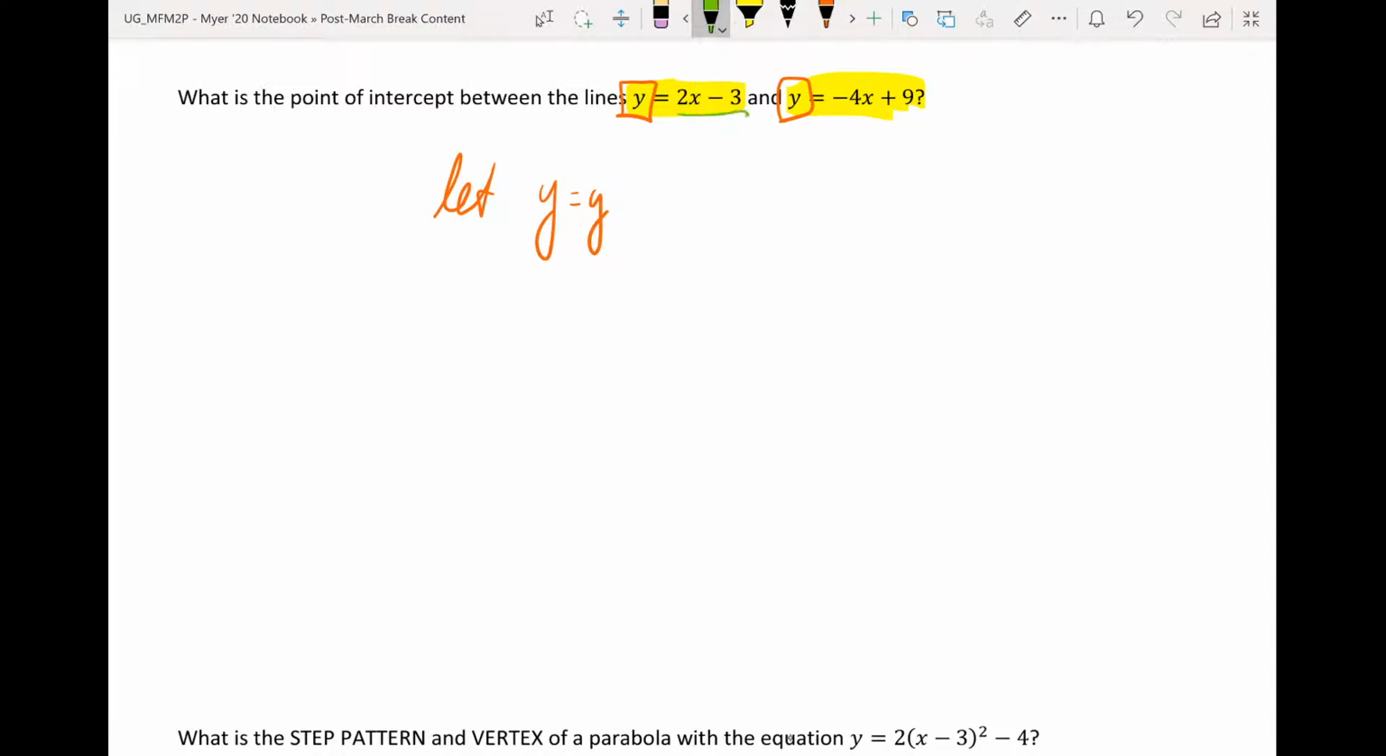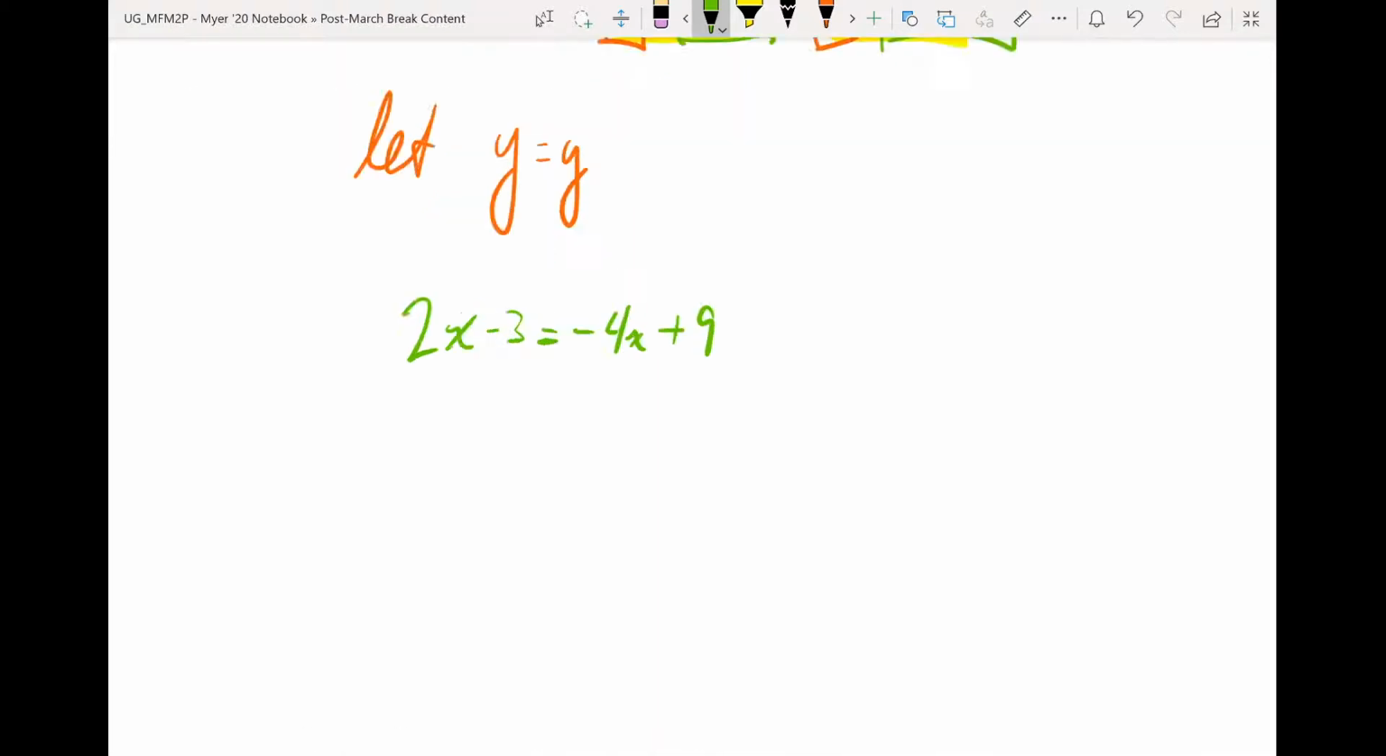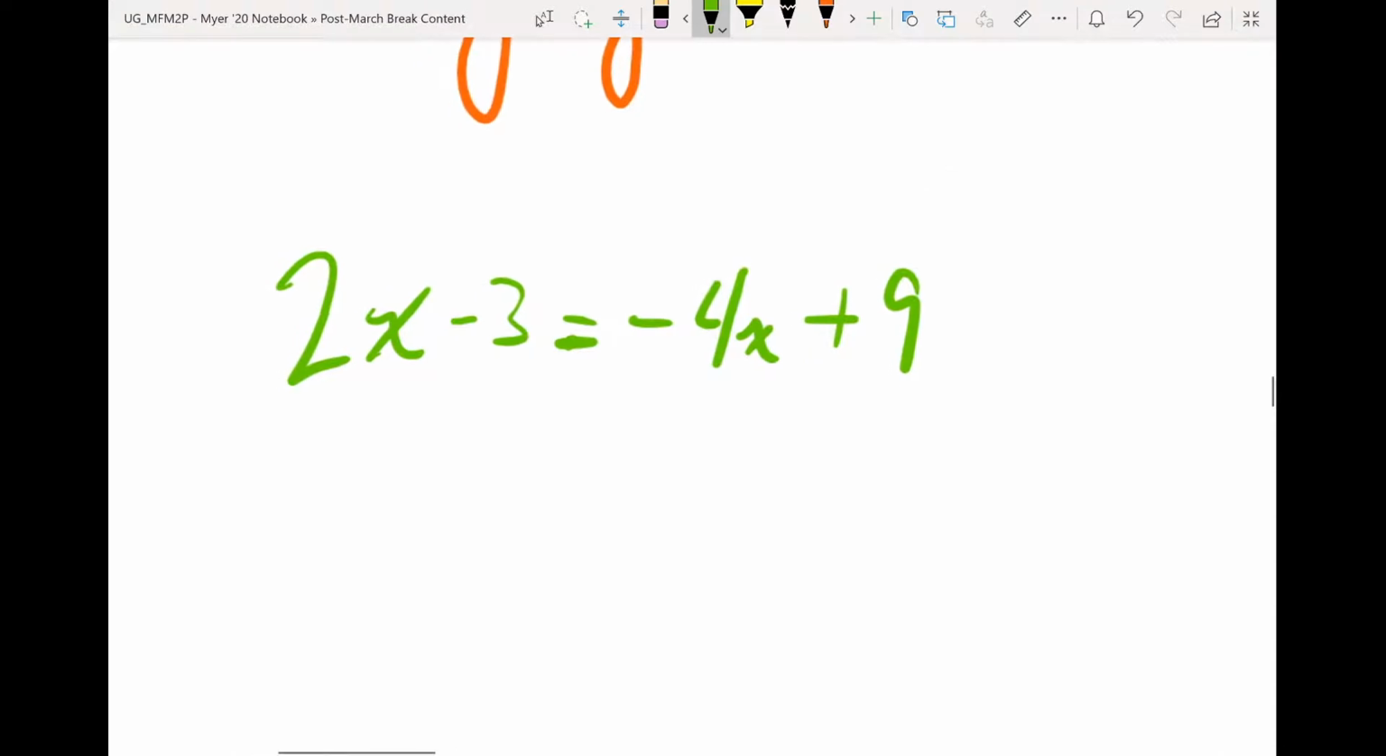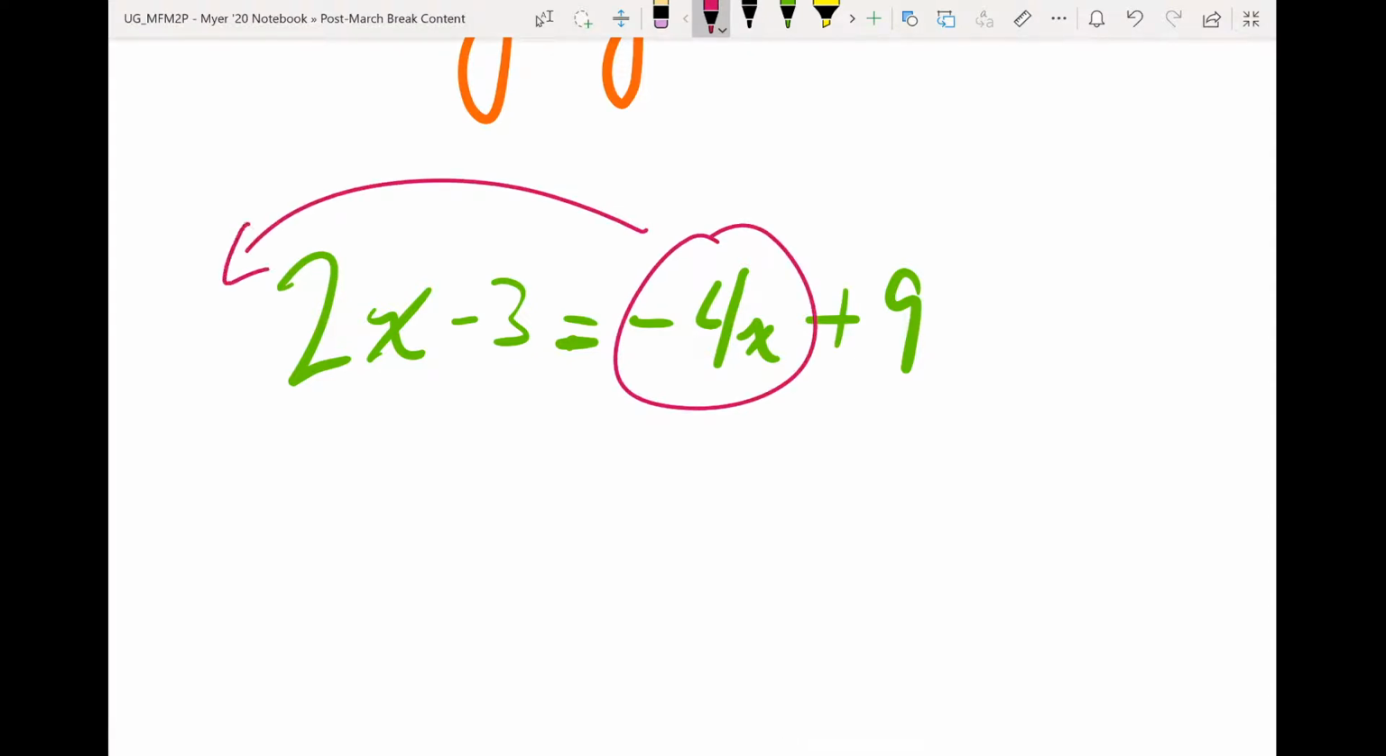So that means this section here has to be equal to that. So 2x minus 3 is equal to -4x plus 9. And then we just want to get all the x values on one side of the equation. So let's get rid of this guy and bring it over there.